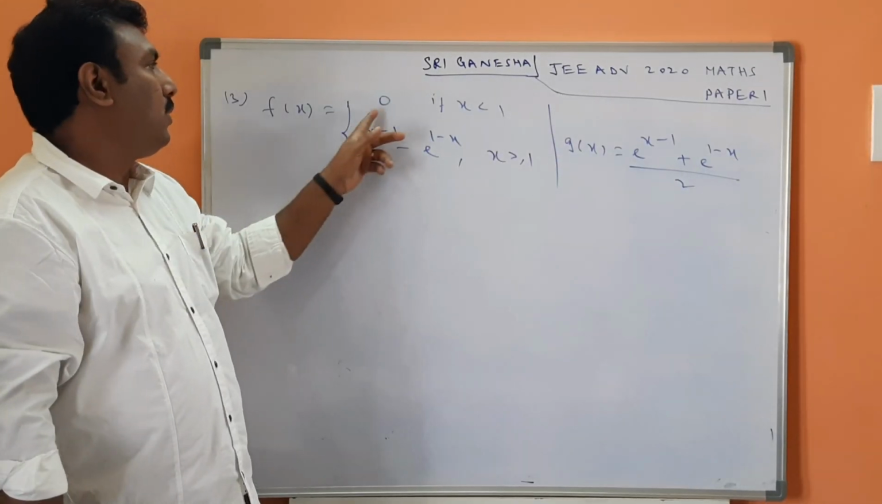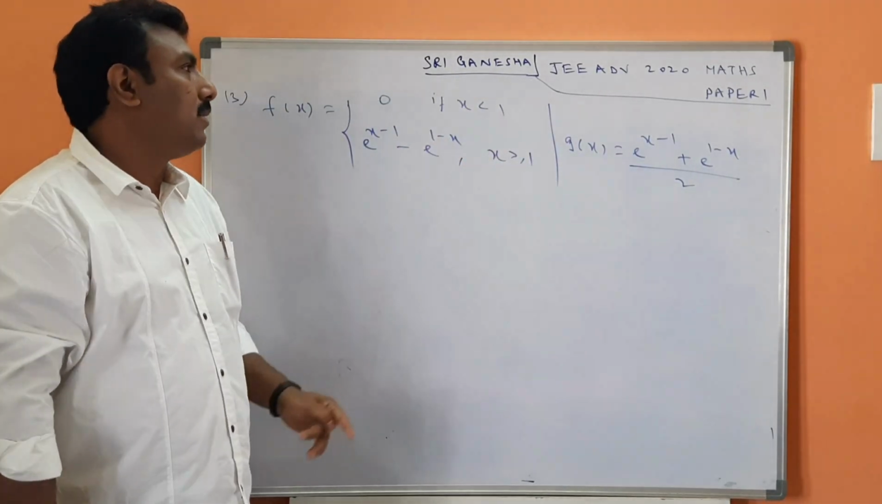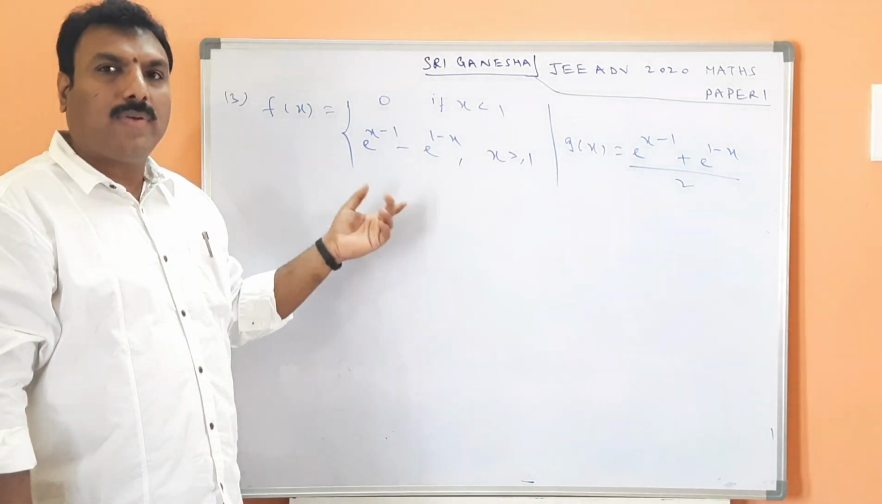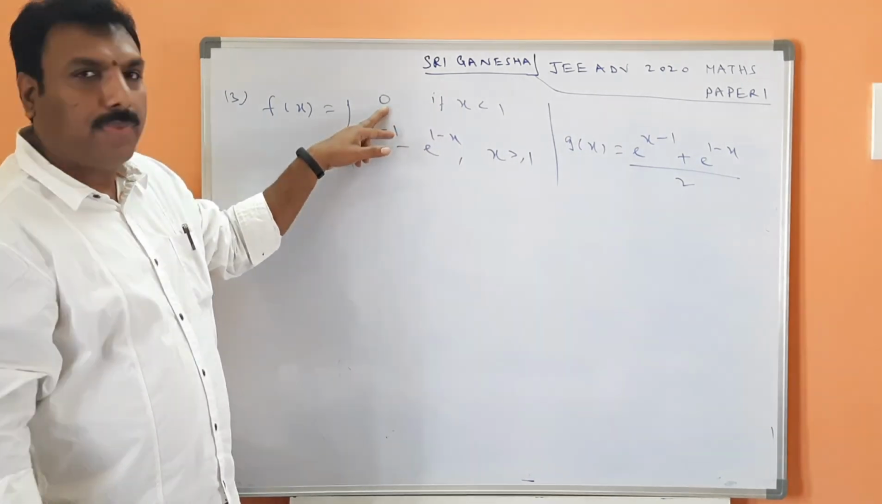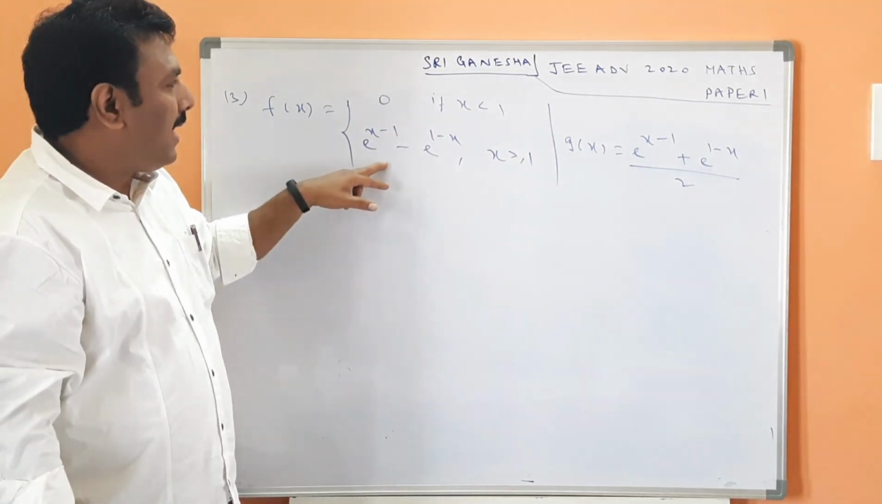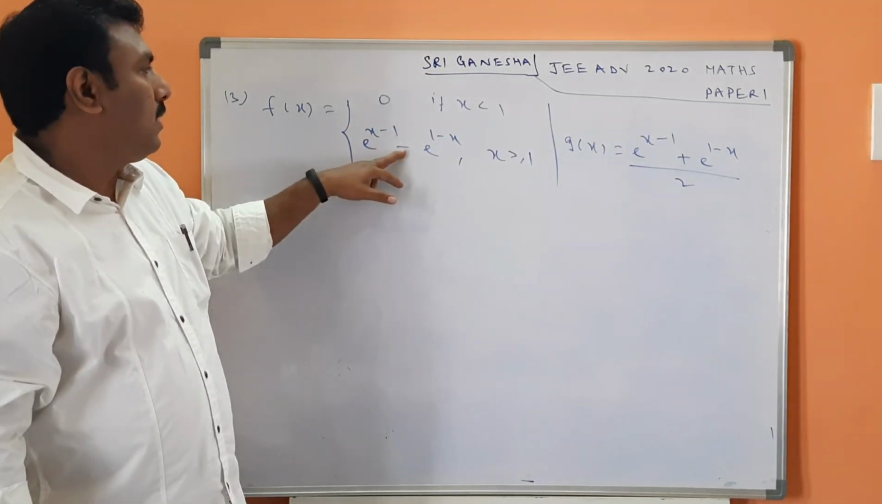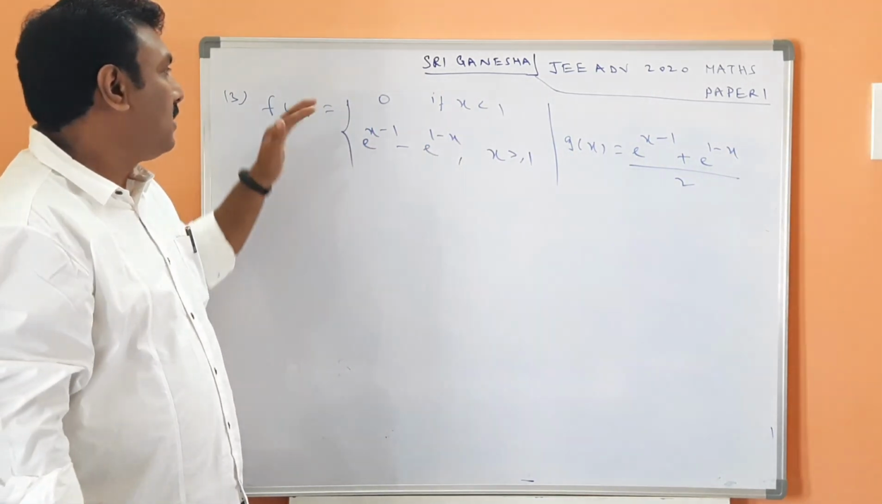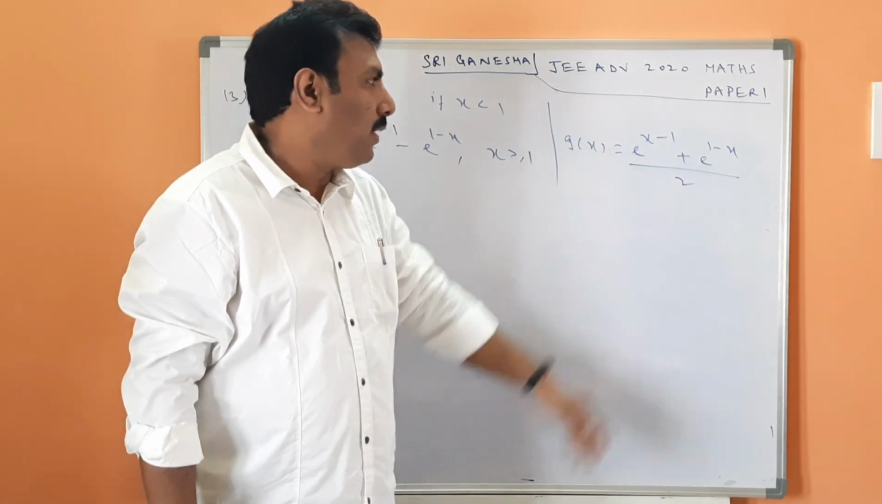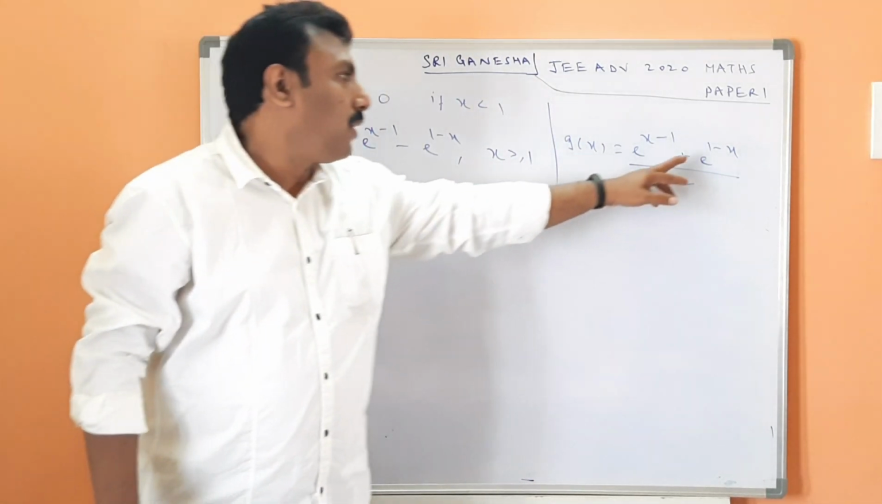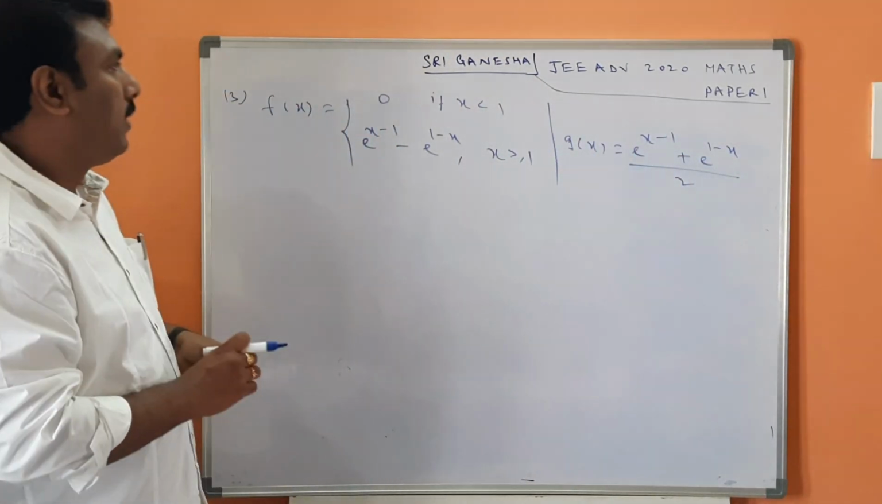Now f of x is equal to 0 for x less than 1, because modulus of x minus 1 is minus of x minus 1 for x less than 1, therefore it is 0. Again for x more than or equal to 1, e power x minus 1 minus e to the power of 1 minus x. Again it is a piecewise defined function now. g of x is already known: e power x minus 1 plus e to the power of 1 minus x, by 2.